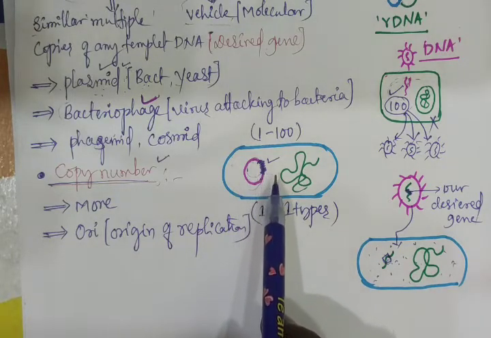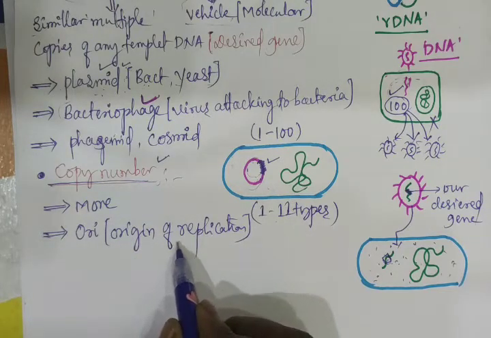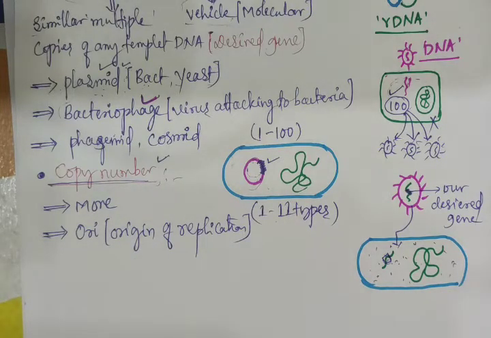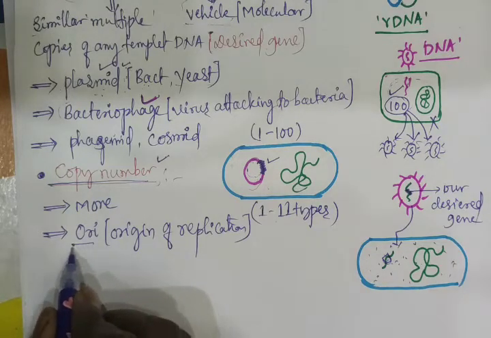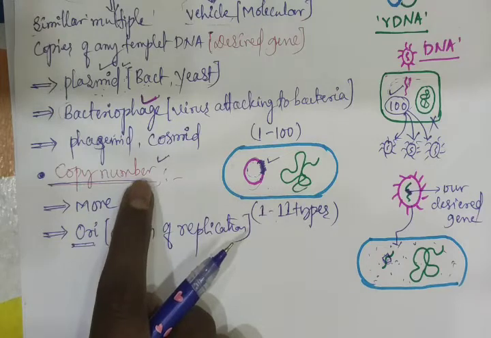Every DNA has an origin for its replication, ORI. I think you have heard this in the replication process. That origin of replication is important for deciding this copy number.